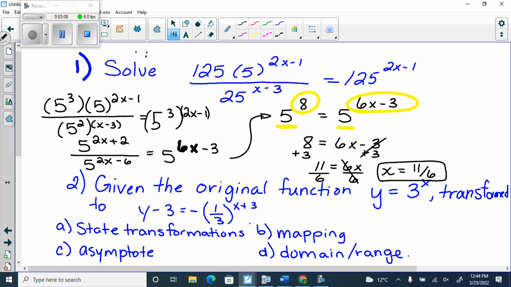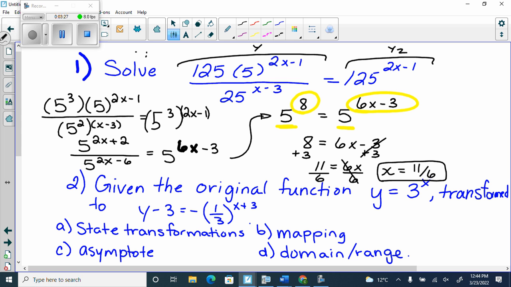Now, you can type the whole thing into your calculator. So if you have the fraction button, you're going to go alpha y equals enter and type this into y1 and this into y2 and find out where they intersect, and it should be the same answer.